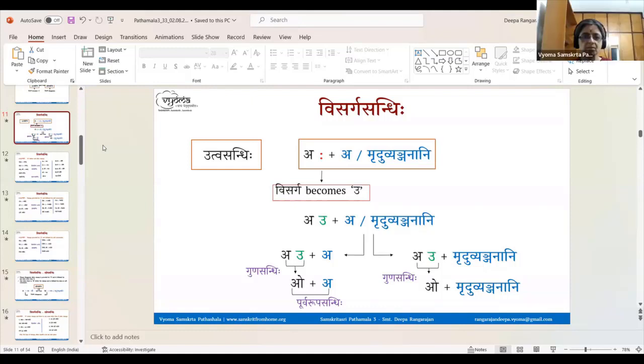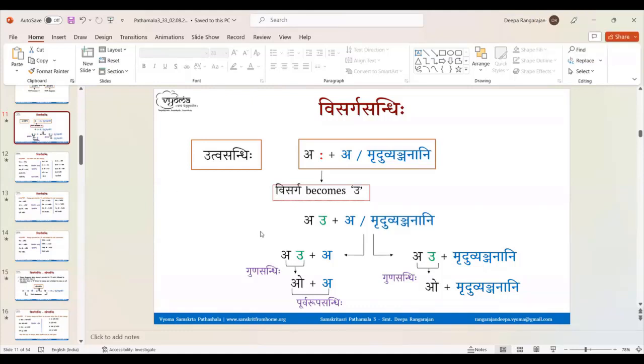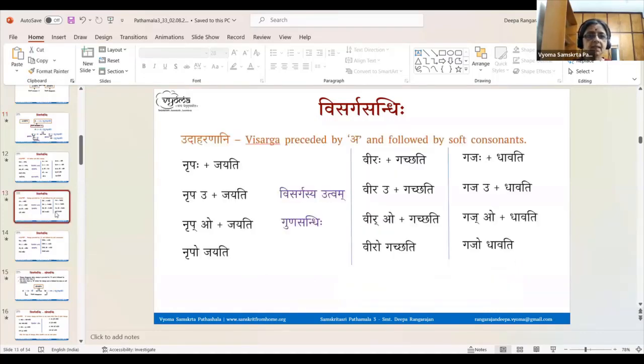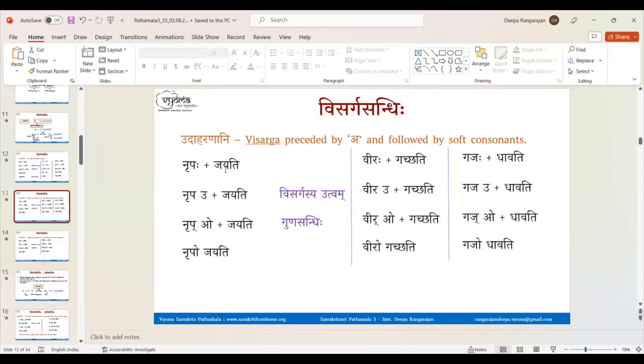So many of the students say that from va I take a, so it changes to o. Someone was saying that, so I was confused. No. So, in that sentence, one second. Suppose here, Nripah Jayati. Here, Pakara is the first letter, which is followed by Akara. Pakara and Akara give you Pa. The next letter is u plus a.